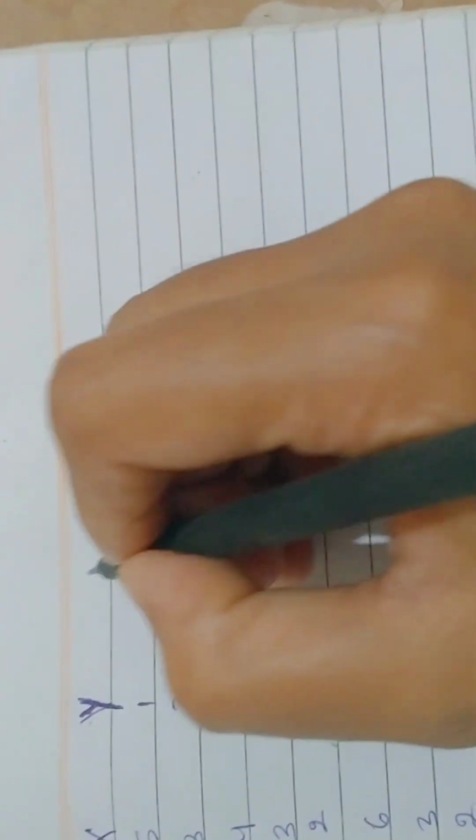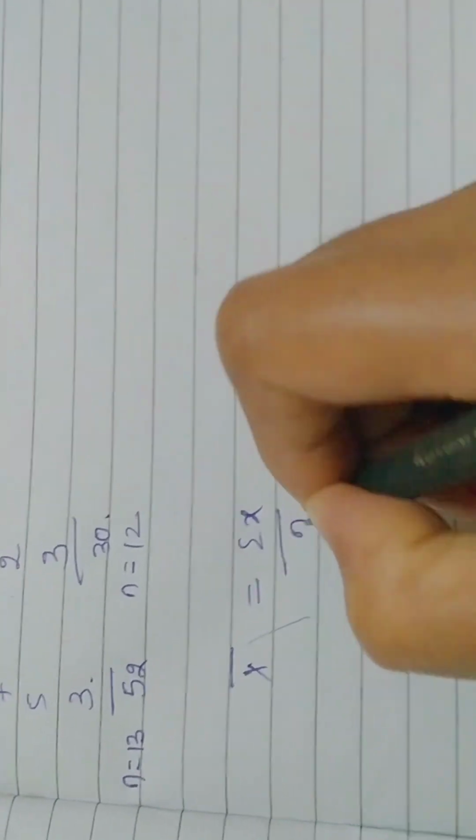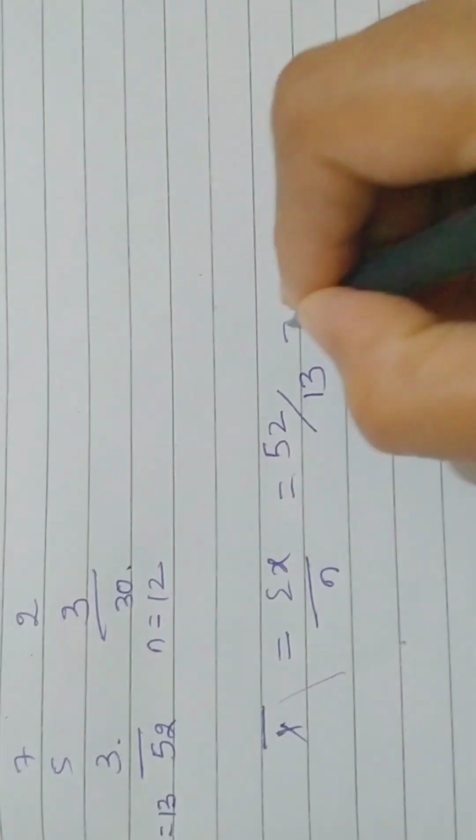Our very next step is finding x and x bar. For the x values, we need to find x bar, and then subtract x bar from x. So x bar is equal to summation of x divided by n. Summation of x is 52, divided by 13, which gives 4.